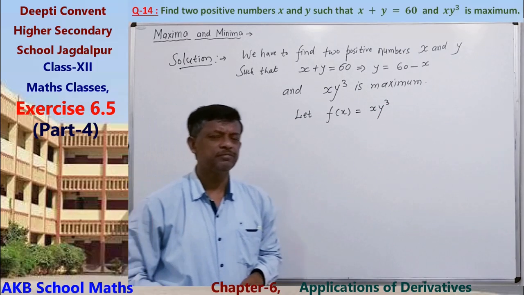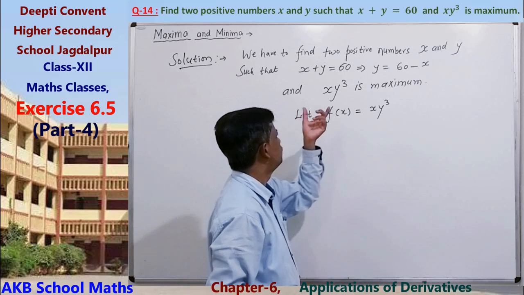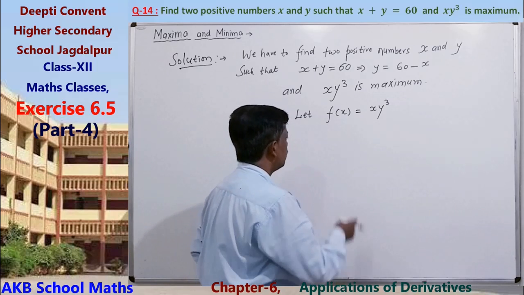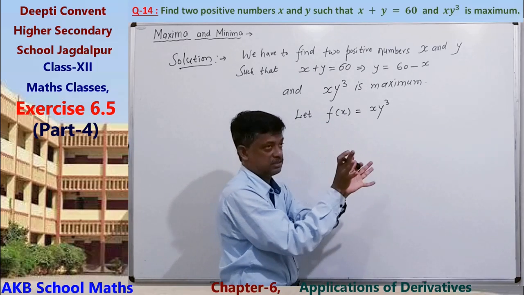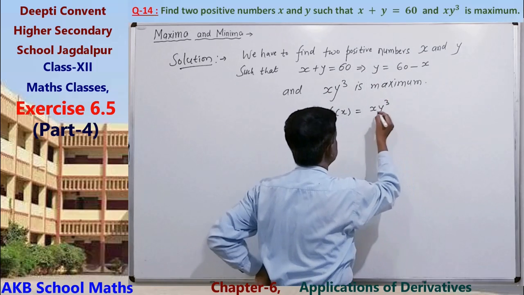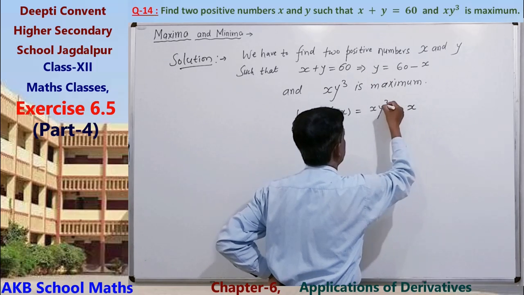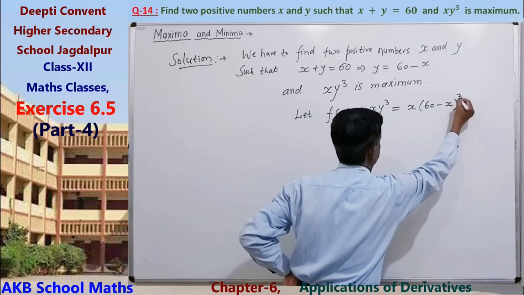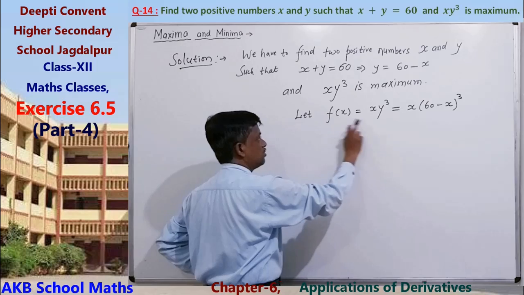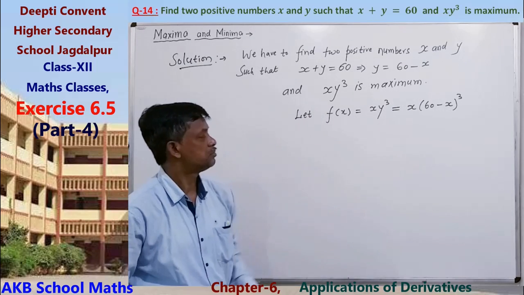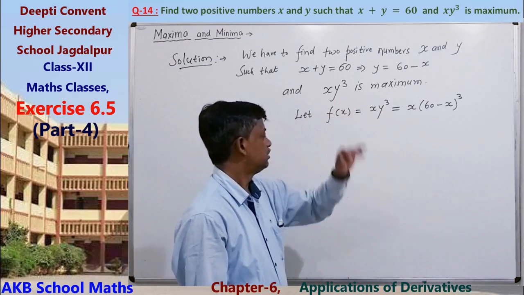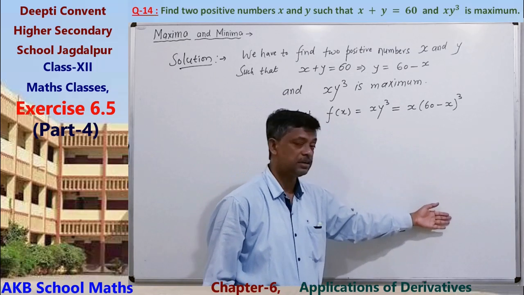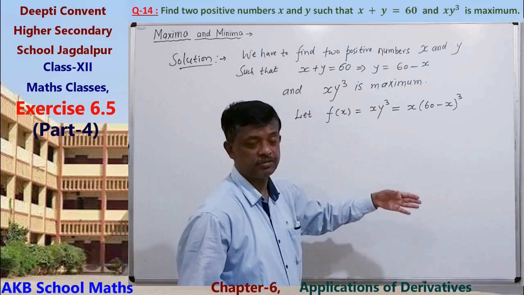For finding maximum or minimum value, we have to create a function. So because this should be maximum, let us suppose this is the function. Now convert it in terms of x with the help of the relation. So this equals x(60 minus x)³ in place of y. Clear? So f(x) equals this. Now our process will be what? Find critical points, that is first derivative, second derivative, first derivative equal to 0, then we can get critical points, then test the sign of the second derivative.